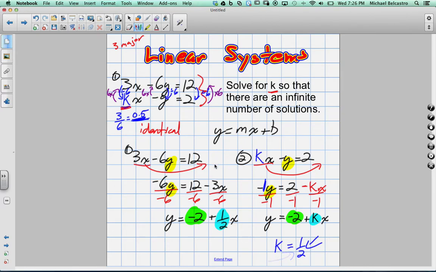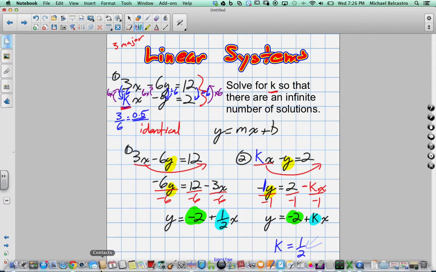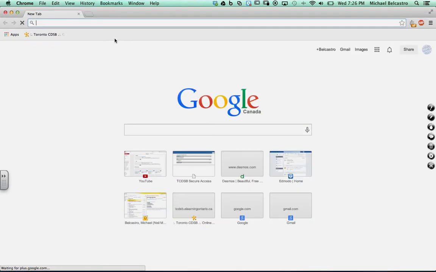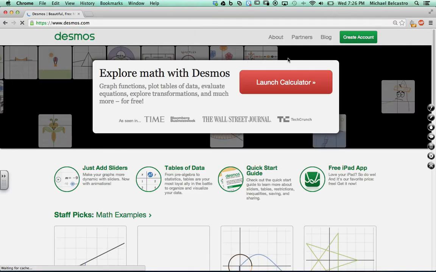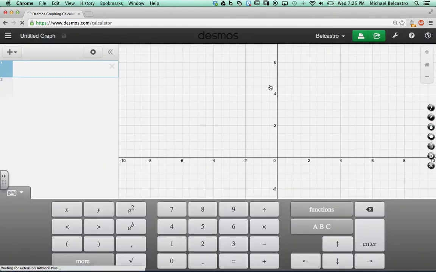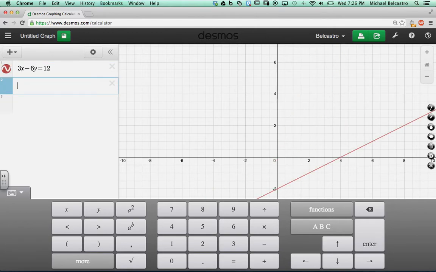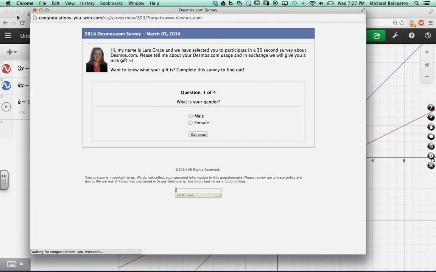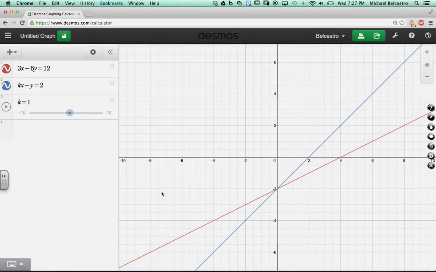It doesn't really matter, okay? Now that we have that one, those are two identical lines, right? If we were to show that on a graph, it would look kind of like this. The first one was 3x minus 6y equals 12, and my other one was, and I'll show it with k, this will work out great, 3x minus y equals 2. Get a slider for k. Oh, wonderful.